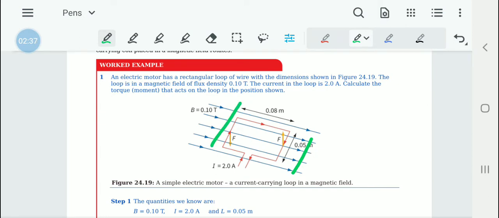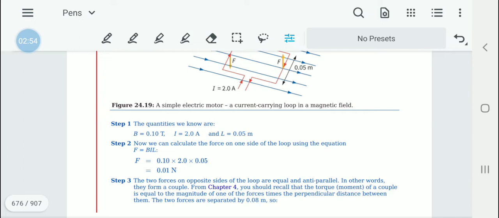So we don't add them together here, because then it would become 2L, right? So we simply take L. As a result, the length of the wire in the field is 0.05 meters. Now B, I, L, all three are known. So as a result, we can find out the force. F equals BIL. B is 0.1, I is 2, into 0.05. That gives us 0.01 newtons.